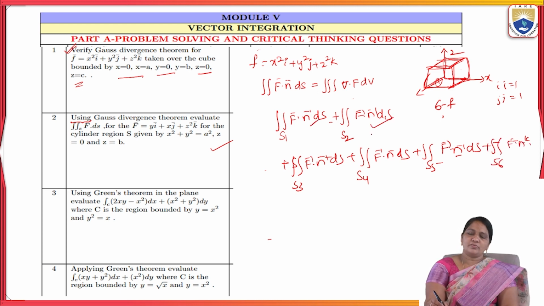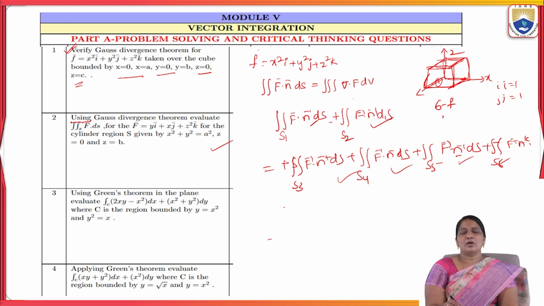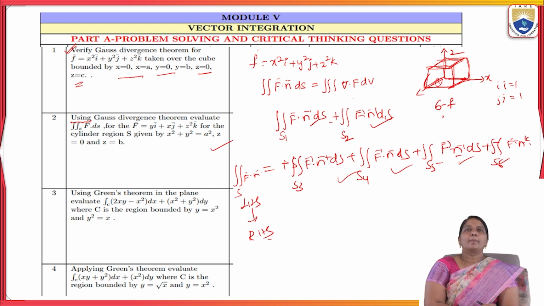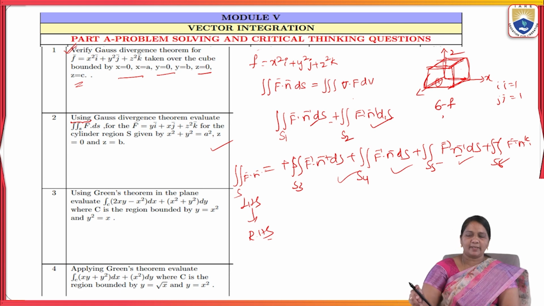For all surfaces we have to calculate the f bar dot n bar ds value. After that you can add all these values to get the total surface integral of f bar dot n bar ds. This value is equal to RHS. In this way we can verify the Gauss divergence theorem for the function f equal to x square i plus y square j plus z square k.